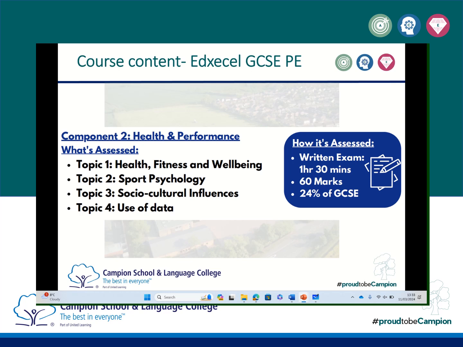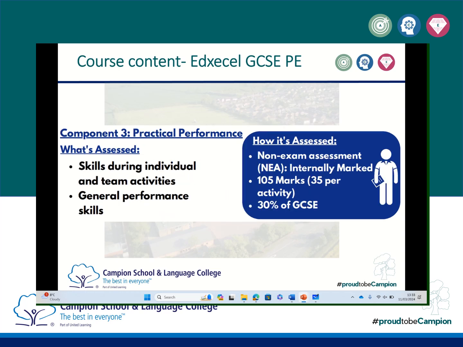Paper two is around health and performance. So what is being healthy, fit, and what impacts your well-being. Sports psychology, and socio-cultural influences. So why do we do the sports that we do? How do we get stereotyped into those sports that we potentially do? And learning about how that has maybe evolved over time as well. And again, you will see that there is the use of data. So this exam is an hour and 30 minutes, it's 60 marks, and it's worth only 24%. So in comparison to the other paper, it is weighted less.